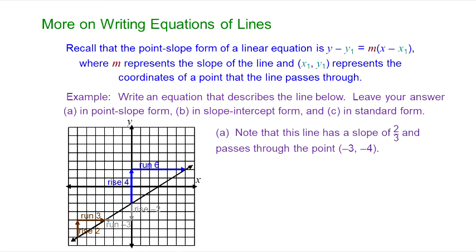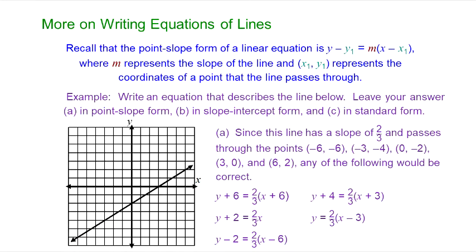Next, I will note that this line passes through the point negative 3, negative 4. That means I can substitute the numbers into the point-slope formula as you see here. For my last step for this part, I will note that y minus negative 4 is equal to y plus 4, and that x minus negative 3 is equal to x plus 3. It is important to realize that I could have picked any of the other points on the line and substituted the corresponding values for x1 and y1 as you see here. All of these answers are equivalent and equally correct.